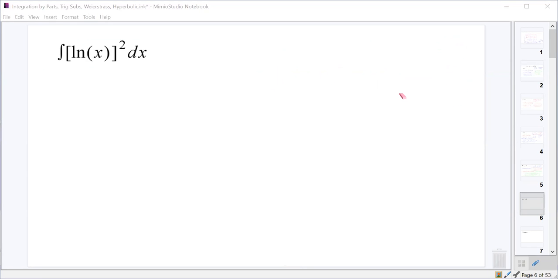So it's like Ryan said: make u natural log x and dv equal natural log x, I guess. We can try that. Everybody okay with trying that? Okay, cool.